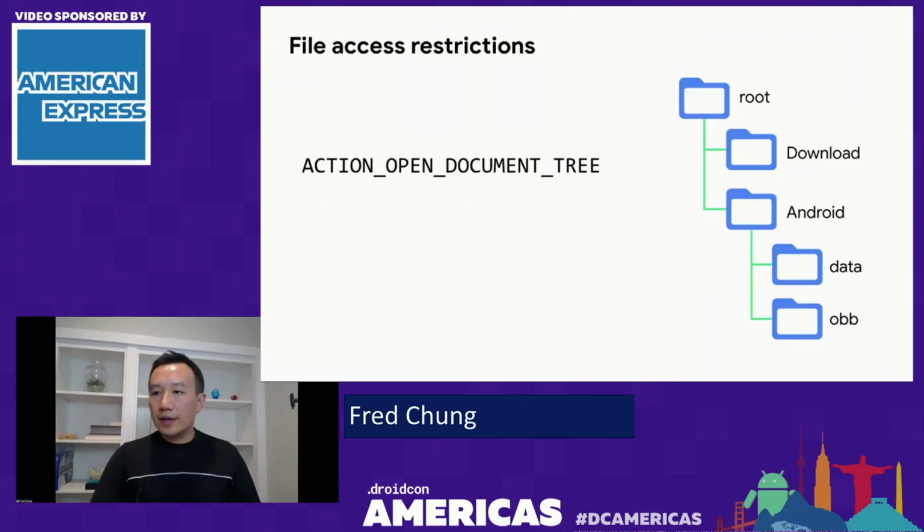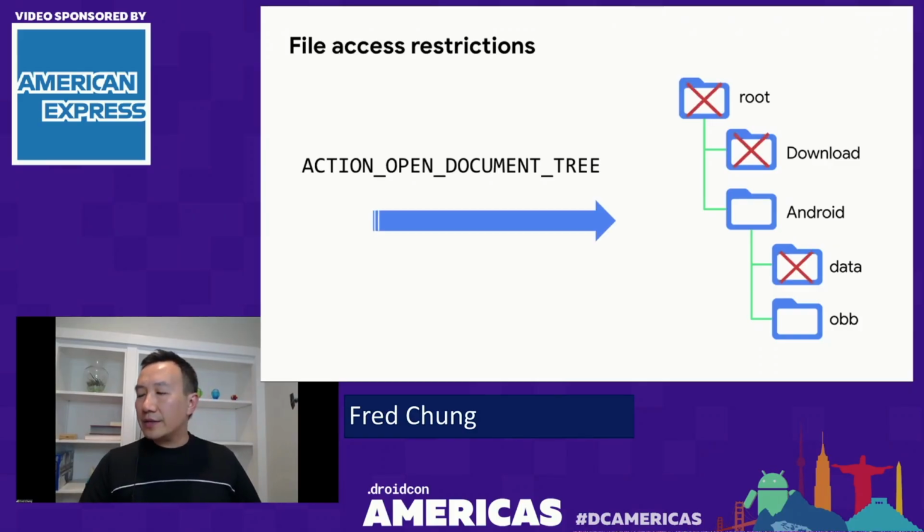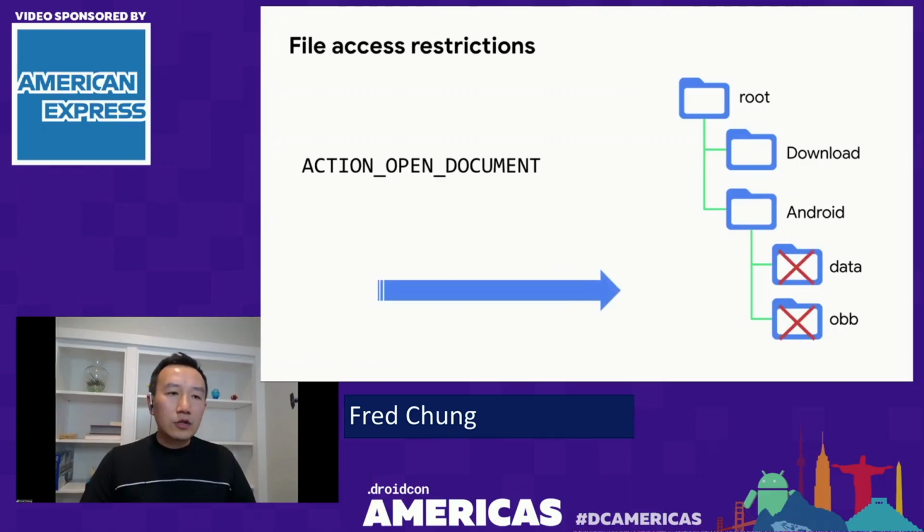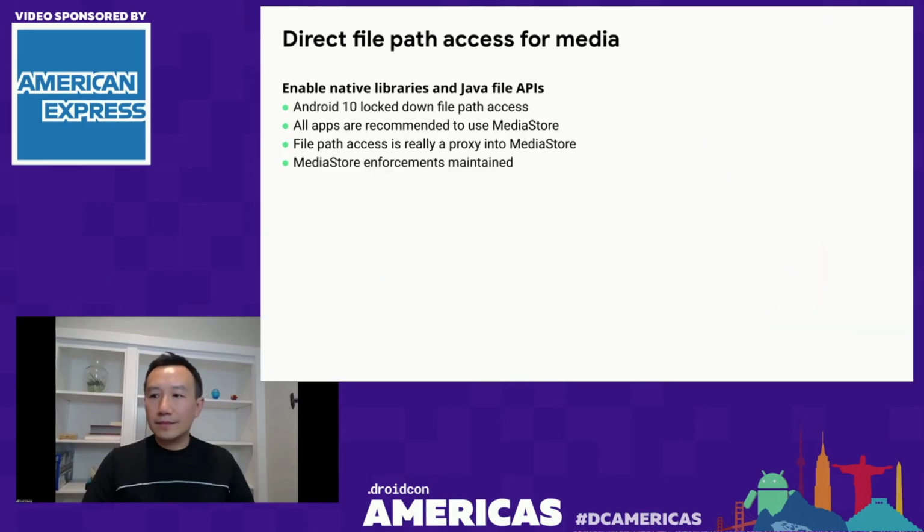Another change in Android 11 is that in the SAF, we've added some restrictions on how apps can interact with various folders. The folders that are crossed out cannot be accessed by applications with the open document tree intent. Likewise, for the open document intent, we've also crossed out a couple of folders that are considered to be used for storing sensitive information.